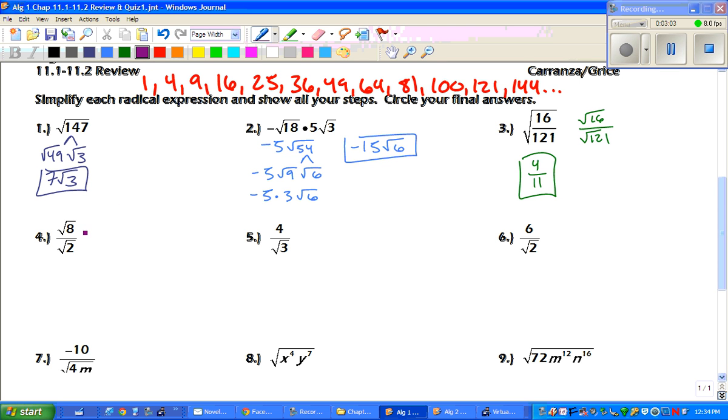All right, number 4, we need to break down 8, and 8 breaks down to the square root of 4 and the square root of 2. Your 2's cancel, and you're just left with the square root of 4, and the square root of 4 is 2.